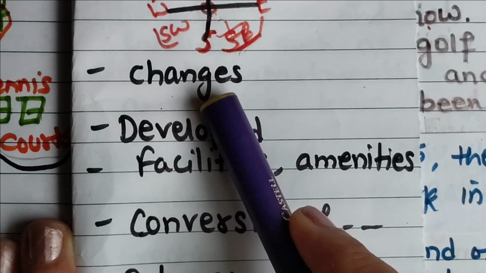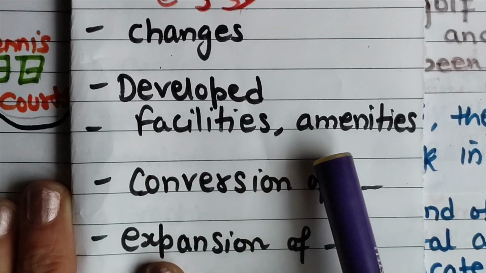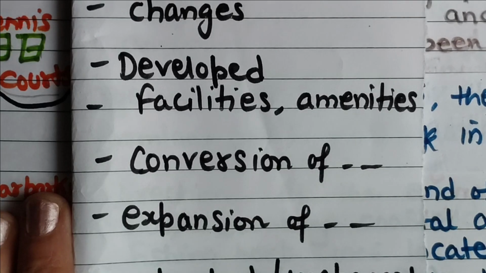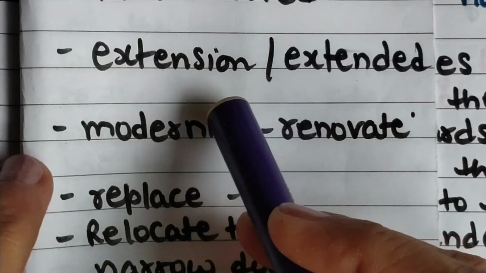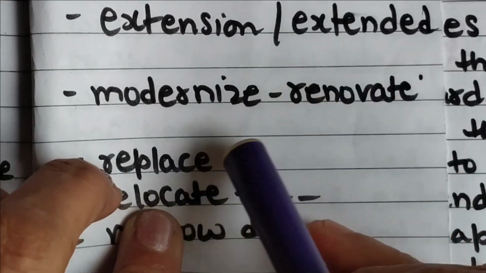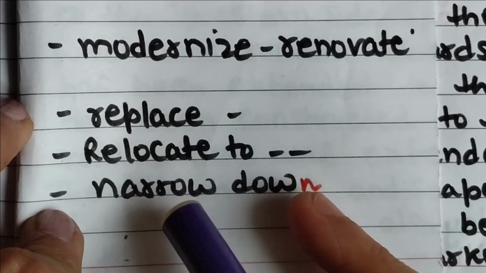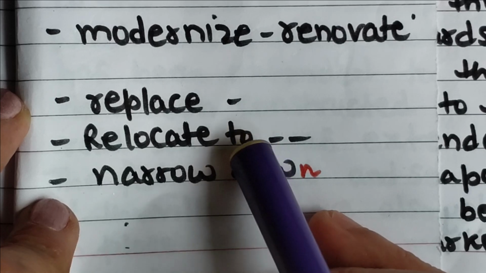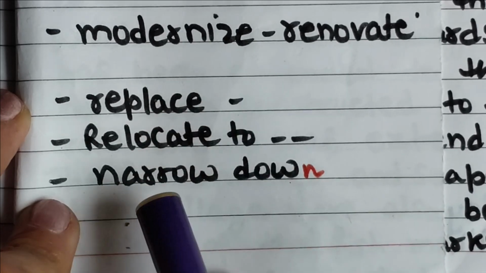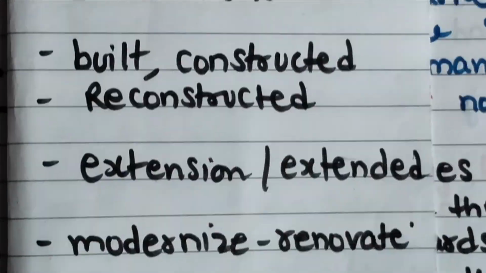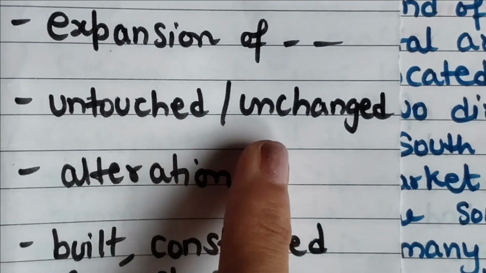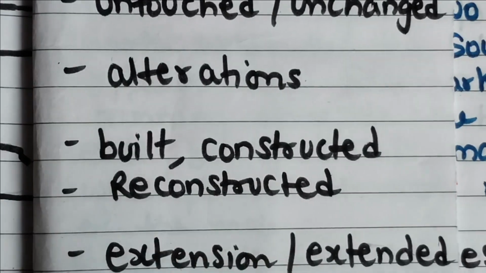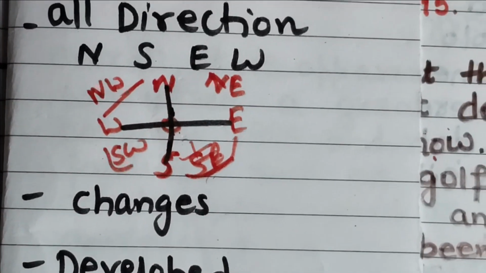Now here: changes, developed, facilities, amenities, conversion of, expansion of, extension, extended, modernize, renovate, replace, relocate to. If we are talking everything in past tense, then change the verbs. Narrow down. And one more thing here: untouched or unchanged, alterations, built, constructed or reconstructed. So these are the vocabulary words. You can see this.